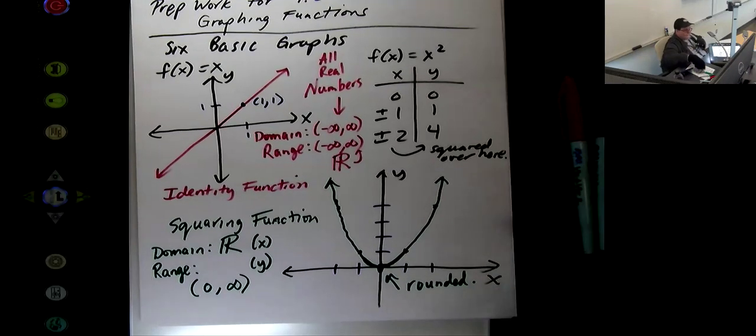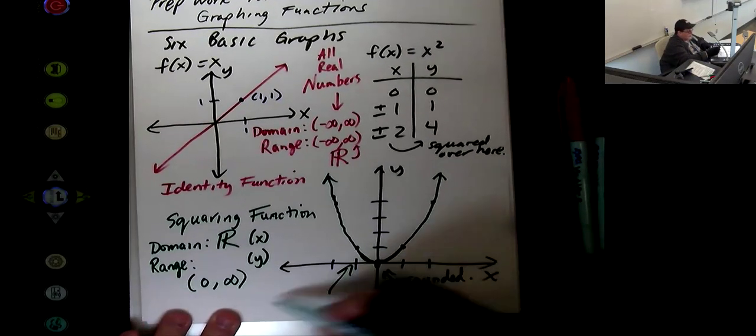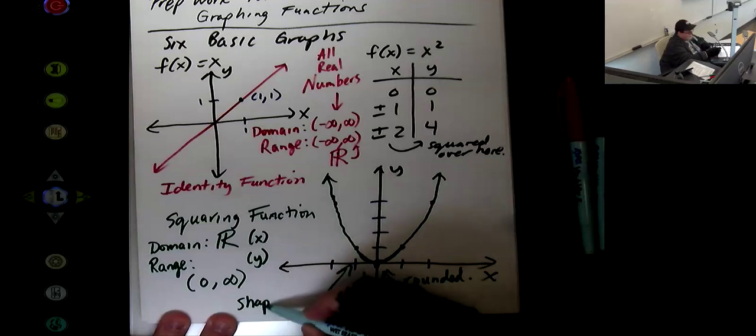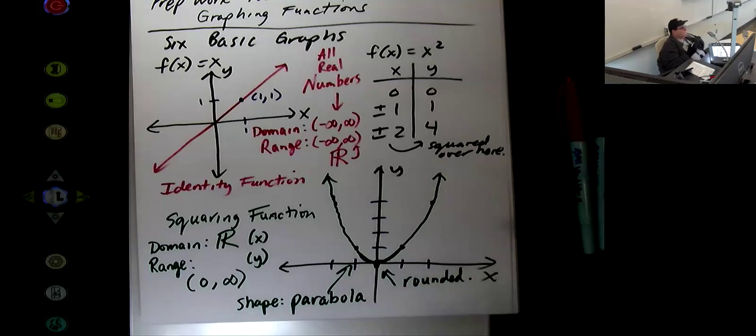That's the other name for this thing. This shape, the shape is called parabola. Parabola, but it's not pronounced parabola. It's pronounced parabola.